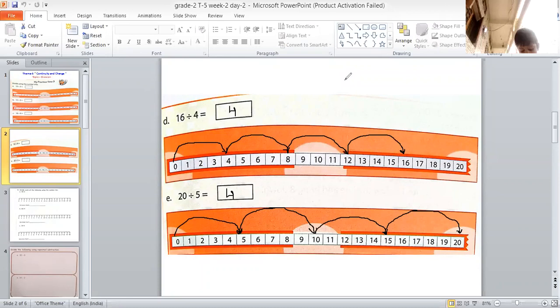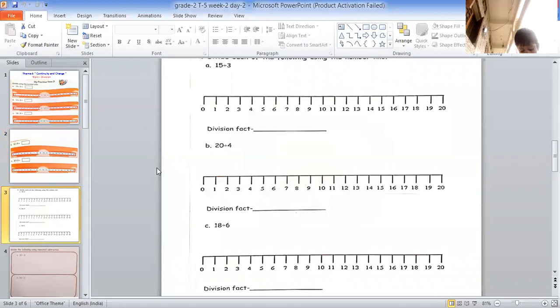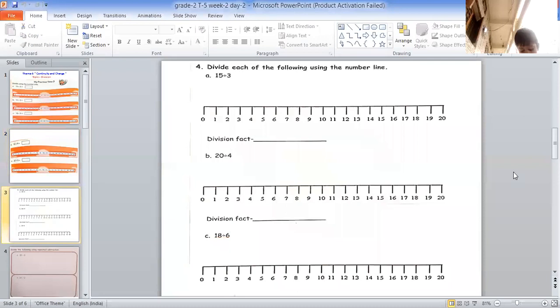Now you all have to open page number 8 of your math course book. Open page number 8 of your math course book. Write date and classwork on page number 8. I repeat, you have to open page number 8 of your math course book, and write date and classwork on page number 8.